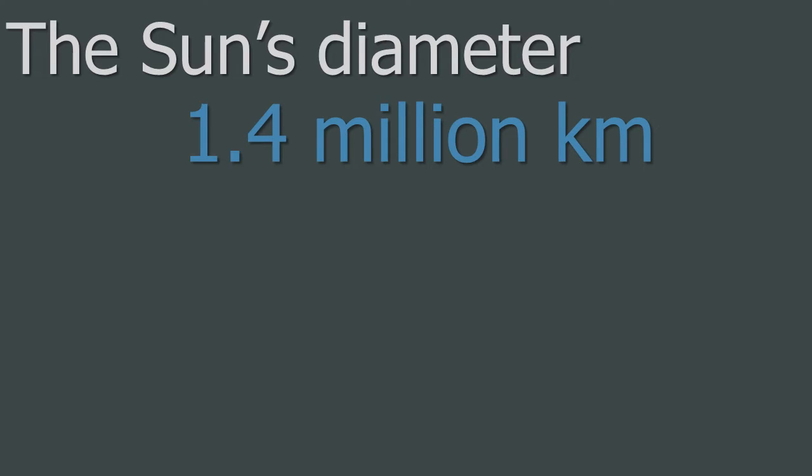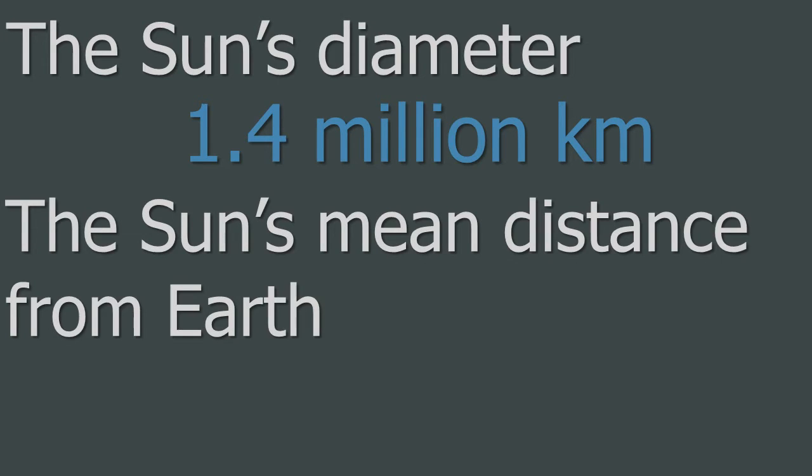2. The Sun's diameter and distance from Earth. The Sun's diameter is 1.4 million kilometers. This is one of those numbers you just have to remember. Another number you have to remember is the astronomical unit. 1 astronomical unit is exactly the mean distance from the Earth to the Sun, and is used as a unit of distance between objects in our solar system.